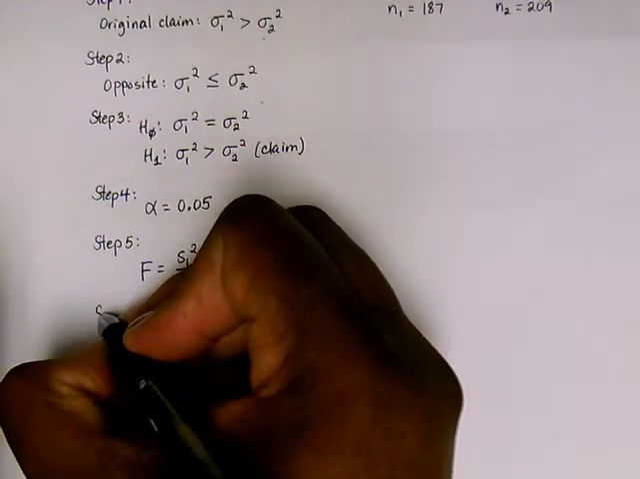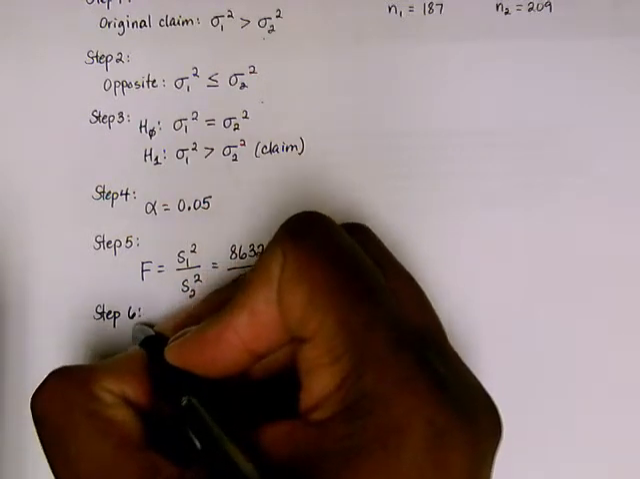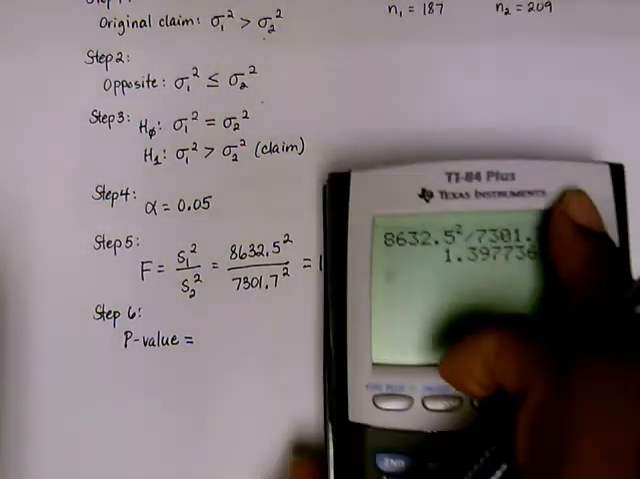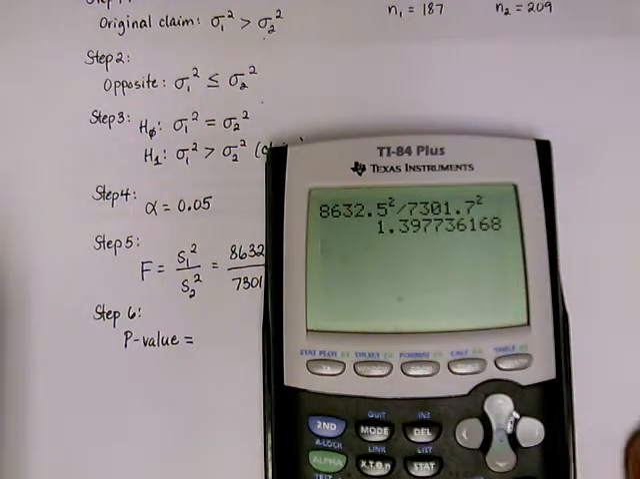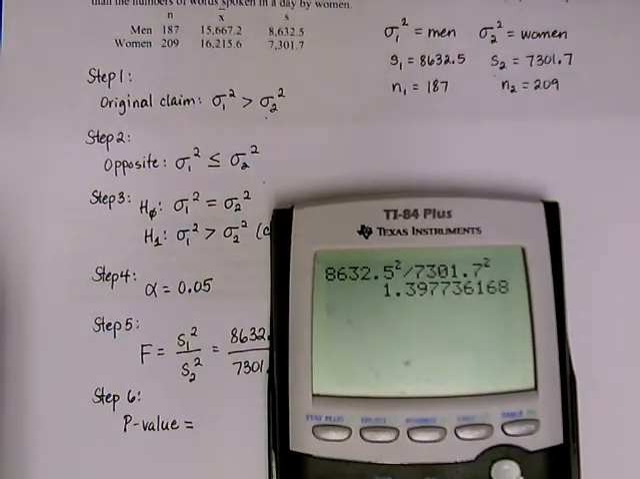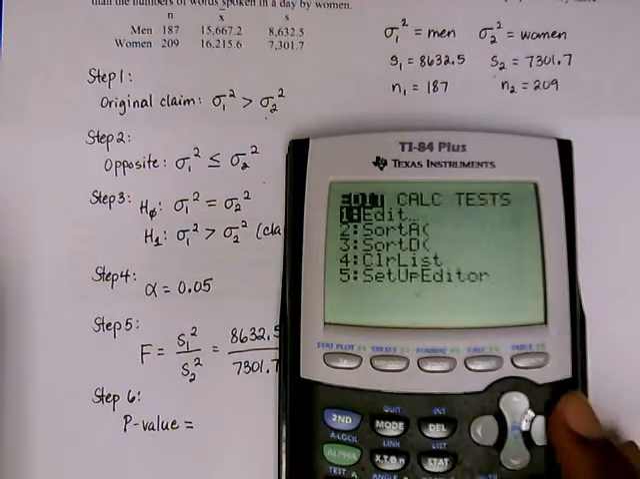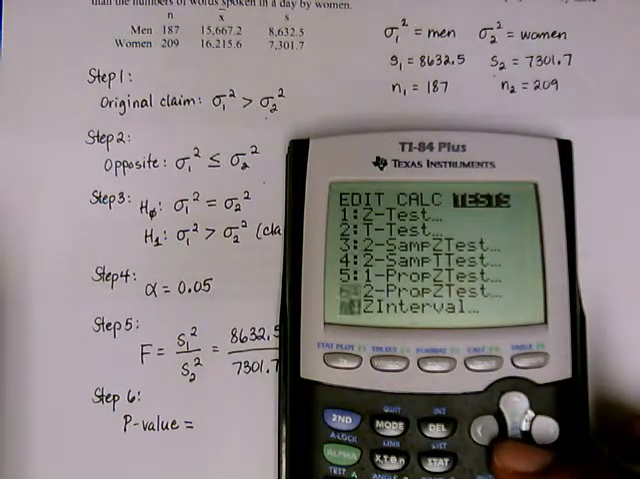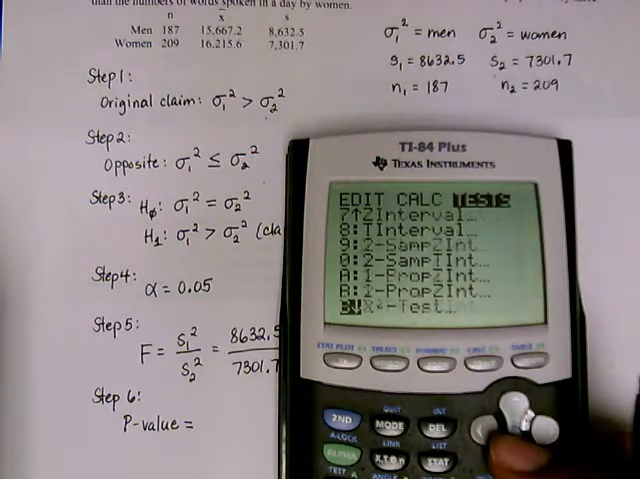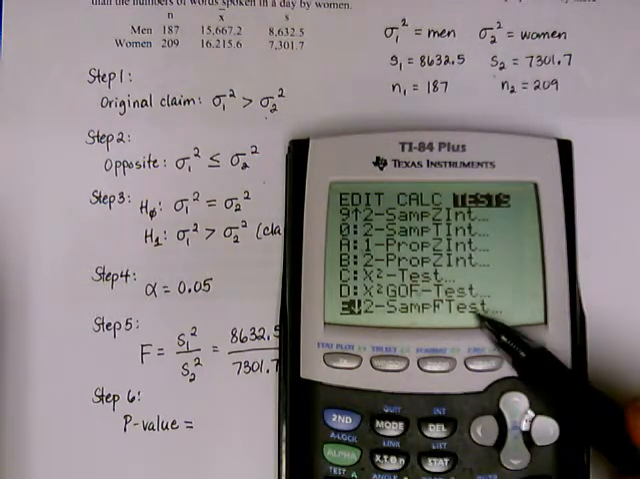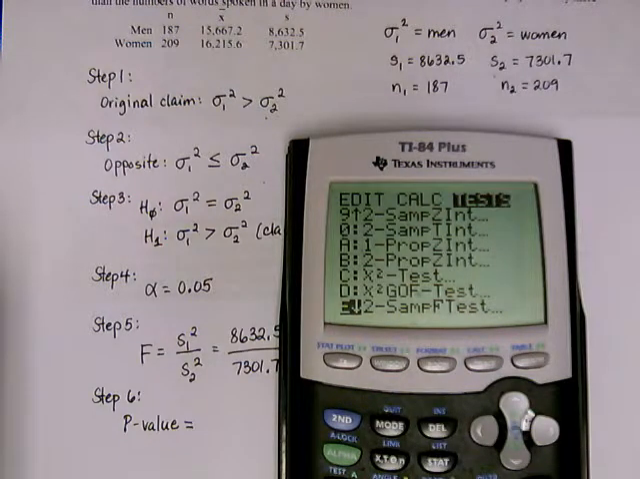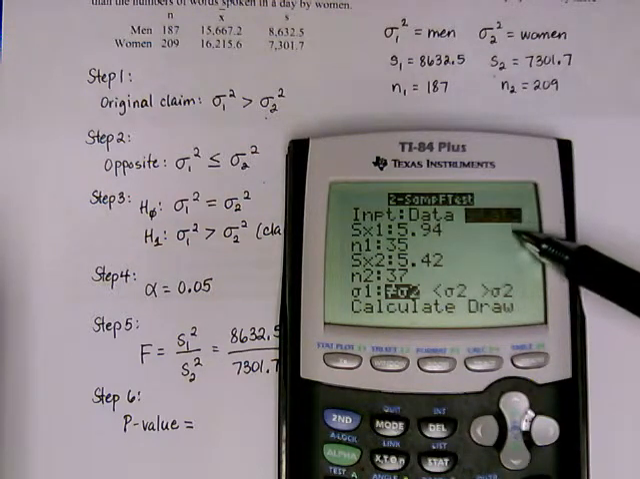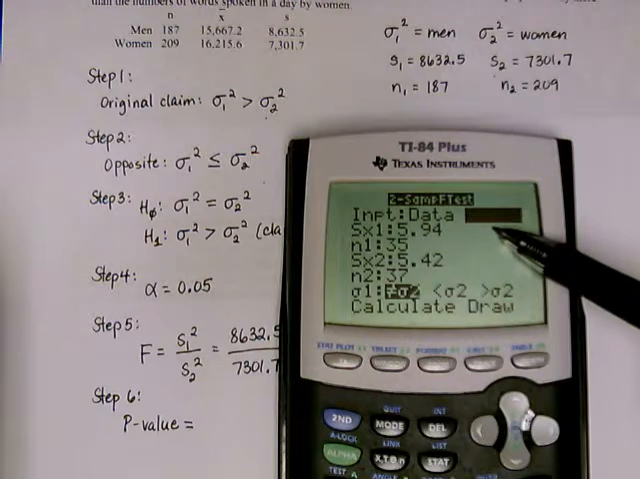Now step number 6 is calculating the p-value. And we're going to use the graphing calculator to do just that. Okay, I'm going to pull this down so that way you'll see what I'm doing here. Here we're going to press the stat key and then use the right arrow key for your test. Press your down arrow key to find your 2-samp F test. Press enter. Now we're dealing with sample statistics here, so we want stats to be highlighted.